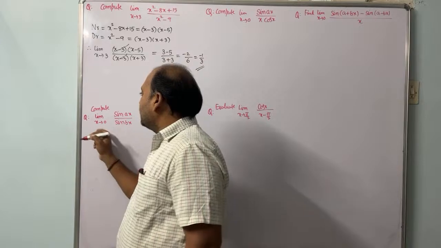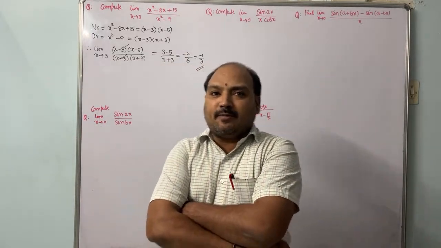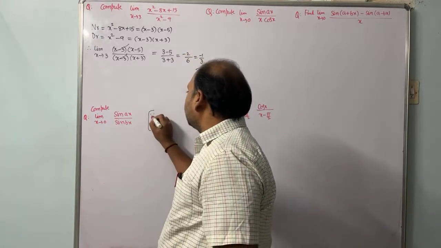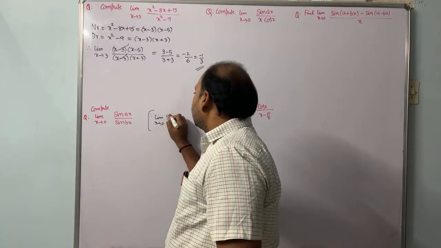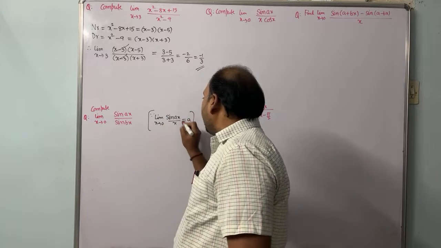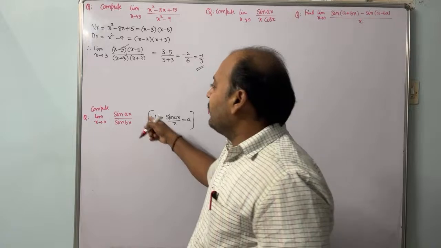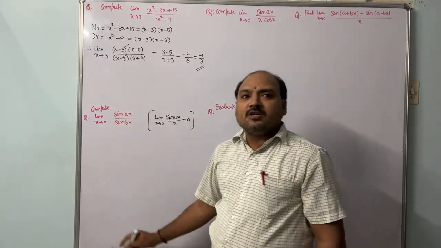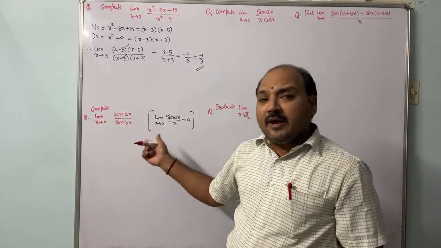Now come to this question. Limit x tends to 0, sin ax divided by sin bx. To solve this type of problem, we know the standard formula: limit x tends to 0, sin ax divided by x is equal to a. Whatever the x coefficient is, that only will come, when x is tending to 0. But here, the denominator x is not there. So, dividing numerator and denominator by x.